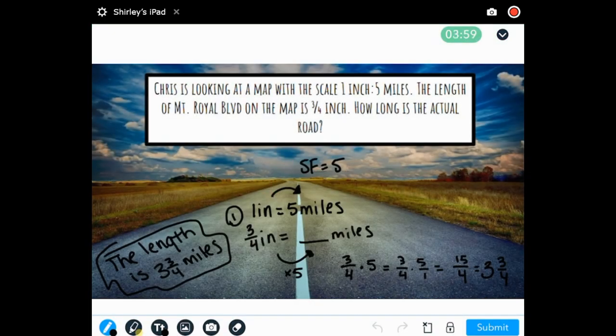Chris is looking at a map with a scale that says 1 inch represents 5 miles. The length of Mount Royal Boulevard on the map is 3/4 of an inch. How long is the actual road? So this one's going to seem more difficult because there's a fraction. But you guys have just shown me that you are on top of it and you understand how to do these problems. So don't let the fact that there's a fraction in here throw you off.